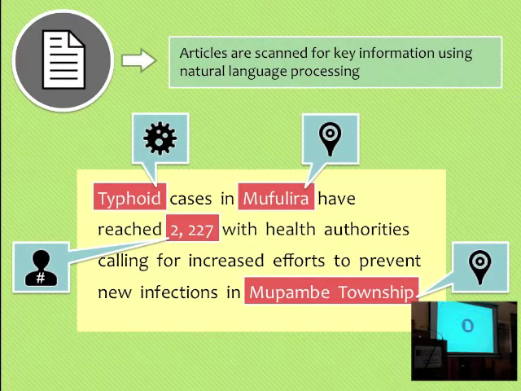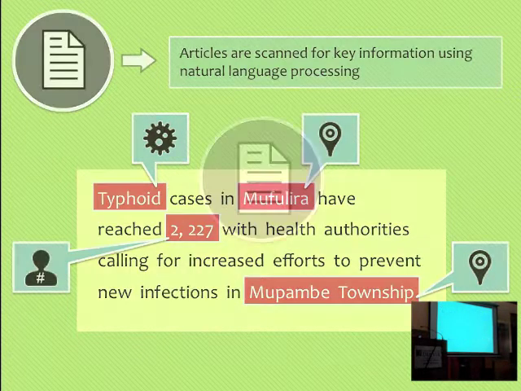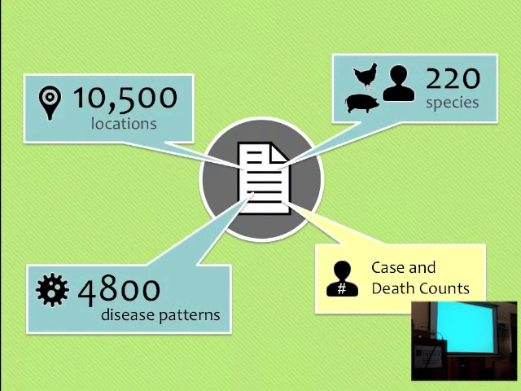Then we start classifying. We can classify these according to locations, species, disease patterns, and case and death counts. We have over 240 diseases in our database, so it's pretty hard to stump us. It does happen occasionally, but we start the classification process here, and we continue with the Bayesian filtering process.